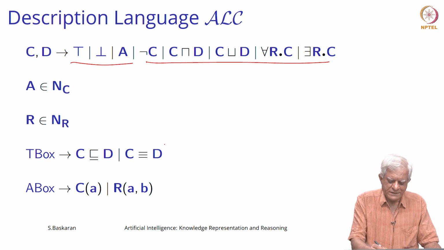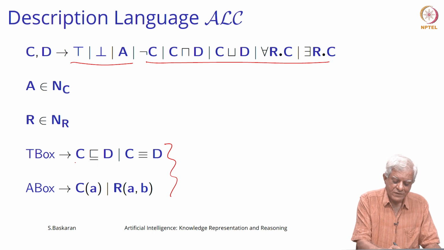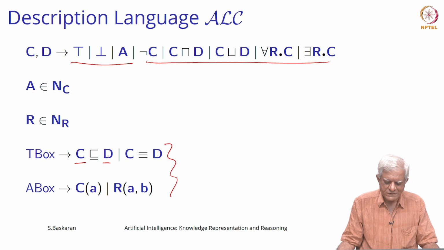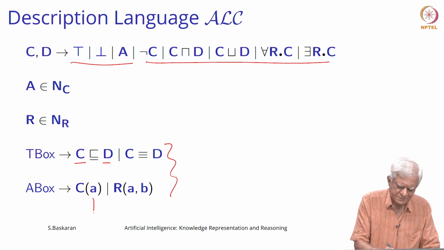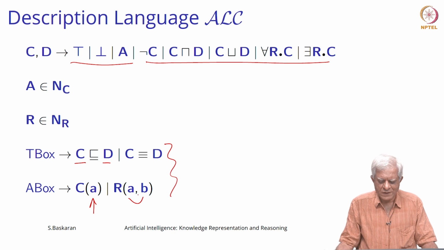And the kind of statements that we are interested in is that a concept C is subsumed by a concept D, or it is equivalent to a concept D, and that an individual A belongs to a concept C, or a pair of individuals belong to a relation or role R.